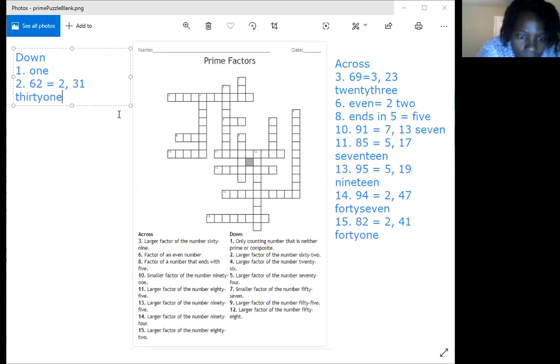Okay. Next is 4. 4 going down says larger factor of the number 26. So we look at 26, it's also even. So one of the factors is 2. The other factor is half of 26, which is 13. Okay. We want the larger, so we'll say 13 is our answer.